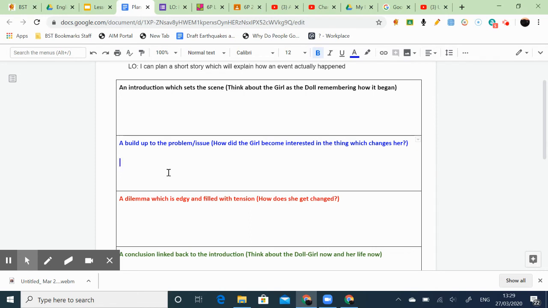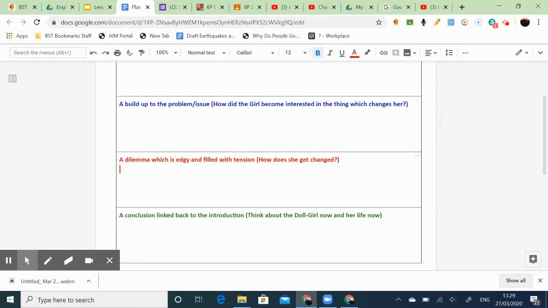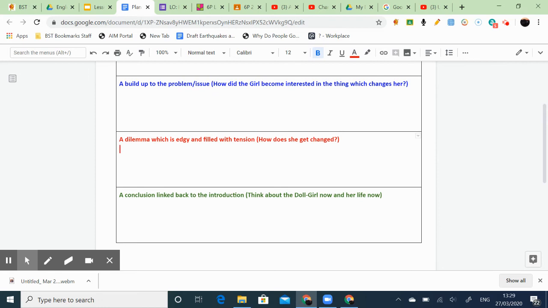And again, we don't need a huge amount here, just a sentence or two describing what might have interested her, what first grabbed her attention, what did she do, that sort of thing. Nothing more. You remember, you're not writing the story. Thirdly, the third paragraph would be a dilemma, which is edgy and filled with tension. So this is how she actually gets changed, the immediate part before and then the immediate part as she gets changed. How does that happen? What is the process for that? So again, thinking about where it happens, where it takes place, what is it like?